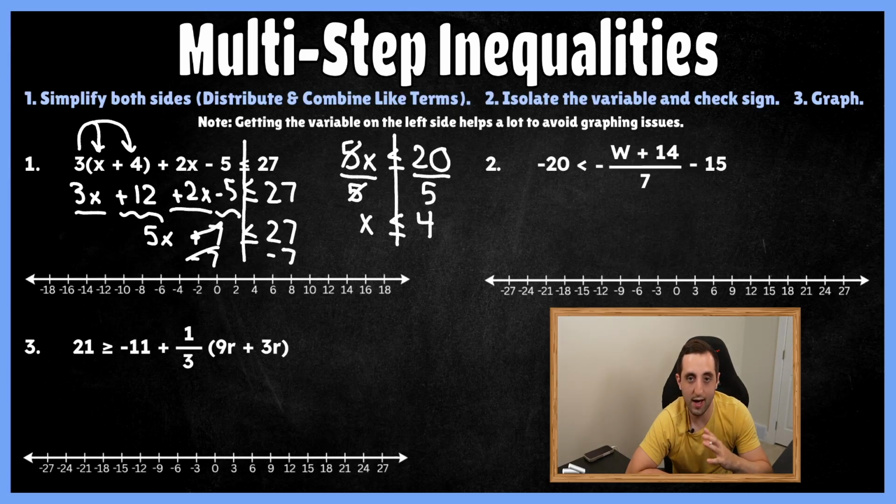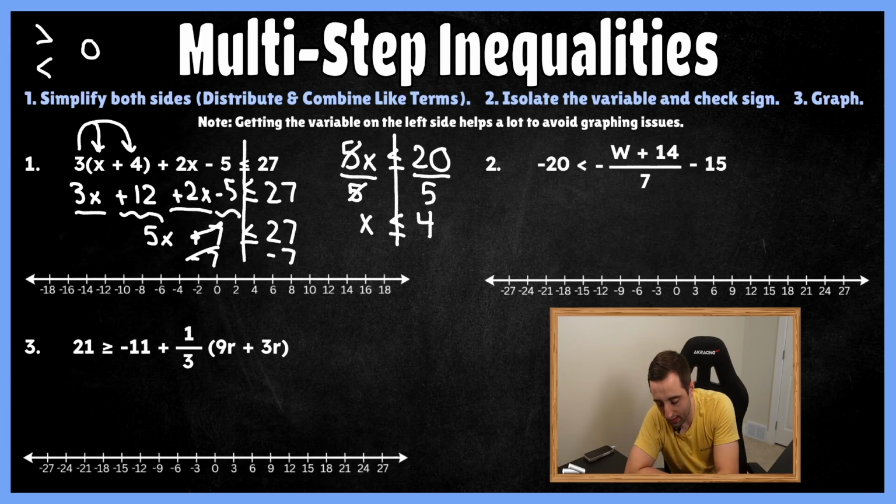And then I just want to show you how to graph it. I showed you in the one-step and two-step inequality videos if you've seen those. If not, I'll jot these down here again for you. If you have a greater than or less than symbol, you have to use an open circle. But if you have greater than or equal to or less than or equal to, you need to have a closed circle. So for this one, we have less than or equal to, which means we're going to have a closed circle on the number 4. And our inequality symbol is pointing to the left.